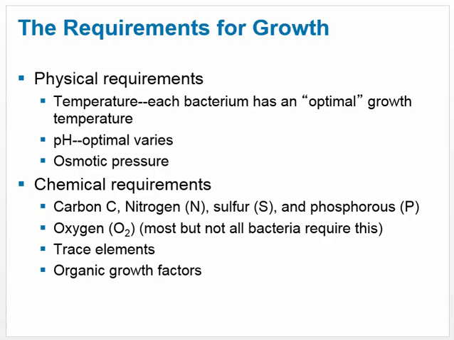So every bacteria has an optimal growth temperature. That's the temperature at which it grows best. Every bacteria has a pH range that it will grow in, but there usually is a pH optimal that a certain species of bacteria will grow at. And osmotic pressure has to do with salt requirements in the environment.